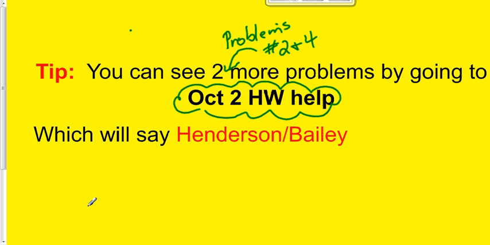It looks like a lot of these problems, 7 and 8, well, we just did 8 together. 7, you need to make sure you set up your tables.